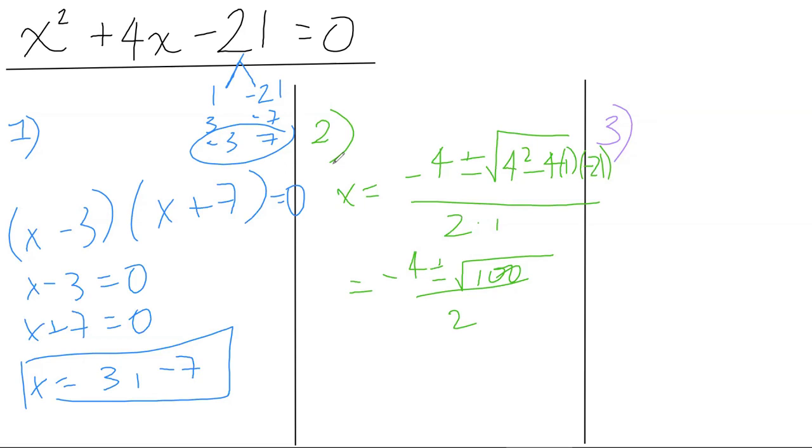Well, negative 4 plus 10 divided by 2, that's just equal to positive 3. And negative 4 minus 10 divided by 2, that's equal to negative 14 divided by 2, which is negative 7.